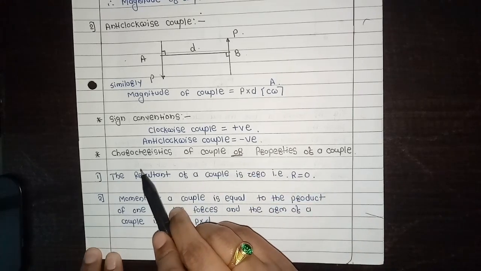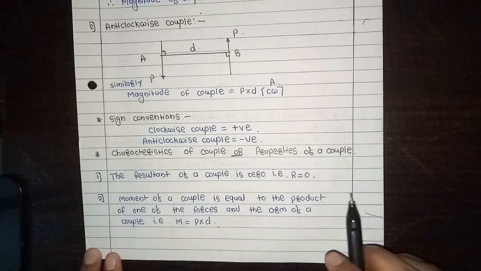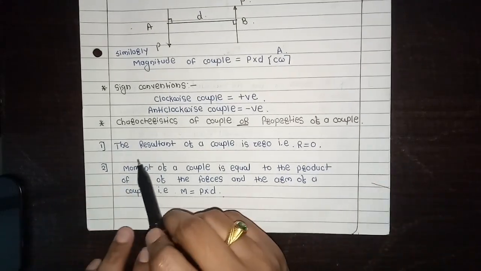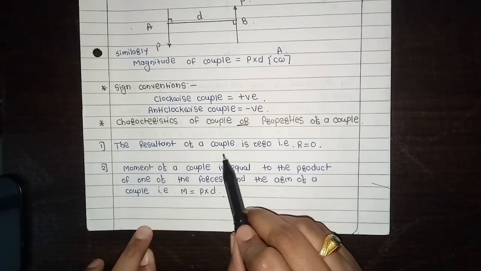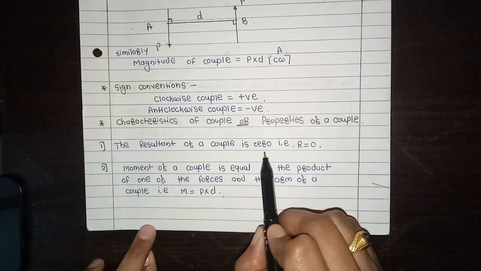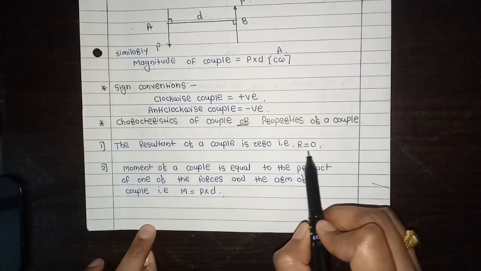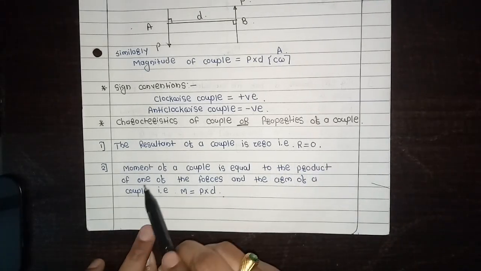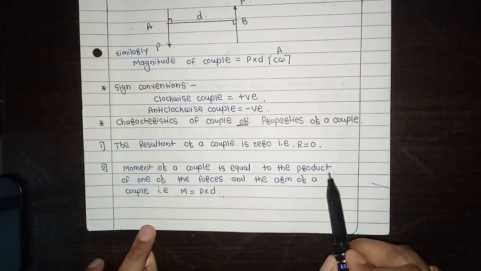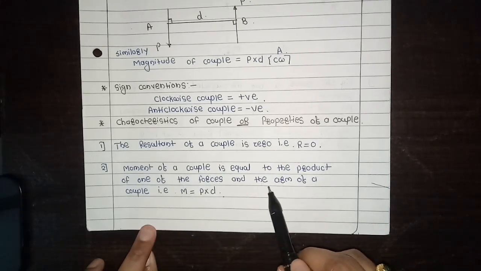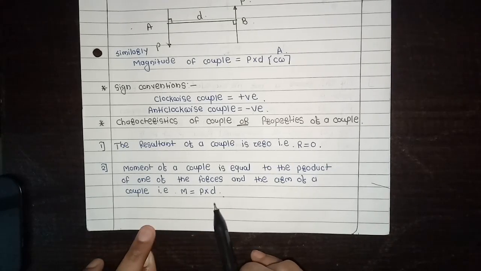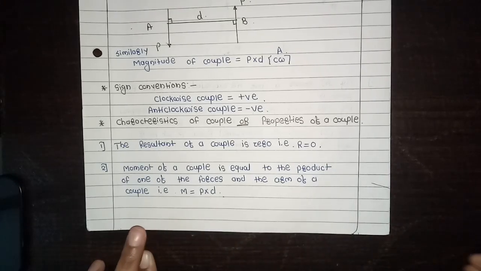The next point is characteristics of couple, or properties of couple. We have seen the first point: the resultant of a couple is always 0. This is one of the properties of couple. So R is equal to 0. Moment of couple is equal to the product of one of the forces and arm of the couple, that is M is equal to P into D. This is also one of the properties of couple.